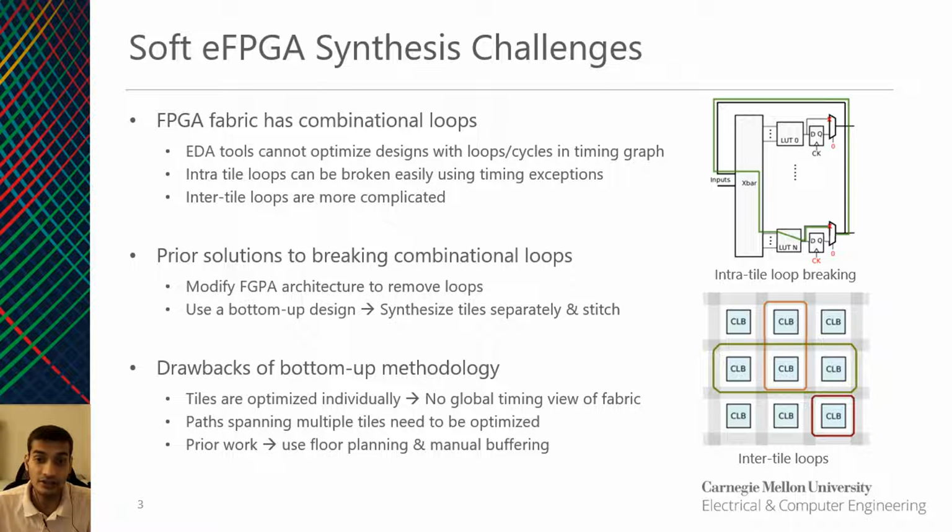The problem with this bottom-up approach is that the tiles are optimized individually in isolation and there is no global timing view to optimize the channel wires that span multiple tiles. This problem has been alleviated to an extent by using manual buffering and floor planning to optimize longer channel wires. But these changes introduce significant deviations to the automated push-button ASIC place and route flows. In this paper, we propose a methodology to overcome these drawbacks.